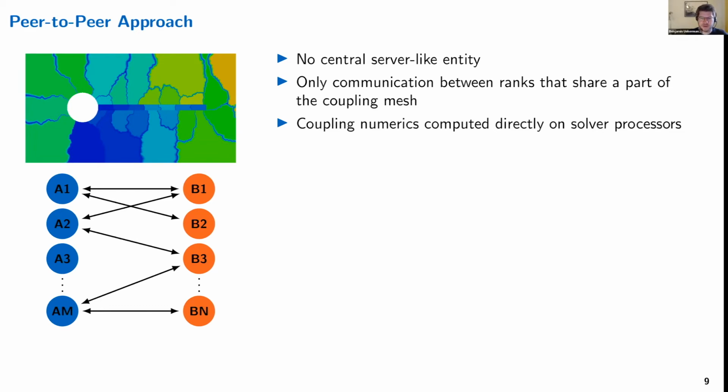The coupling numerics, so for example, the data mapping or the quasi-Newton acceleration, we then also directly compute on these ranks. So for example, if the data mapping is computed here on the solid participant, we compute it on these ranks here. And this gives us a very good scalability per time step.